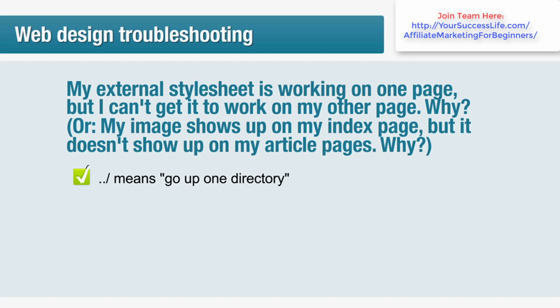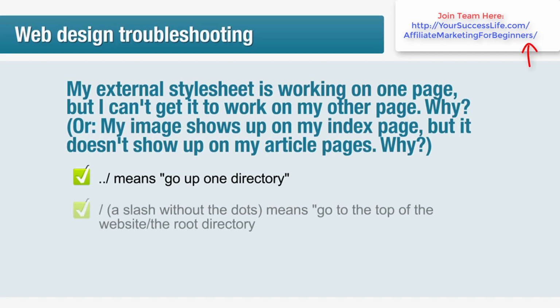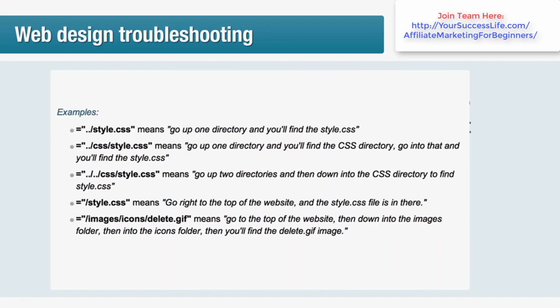Two dots and a slash means go up one directory. A slash without the dots means go to the top of the website, the root directory. A file name without the dots or slashes means this folder or file is in the same folder as this HTML document.